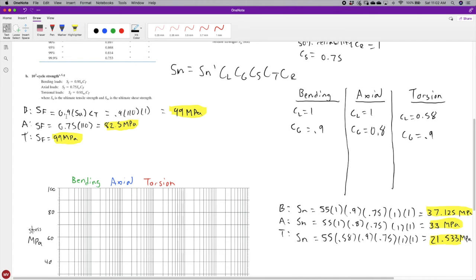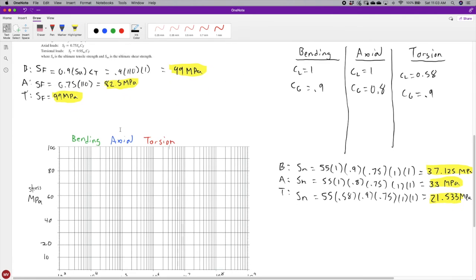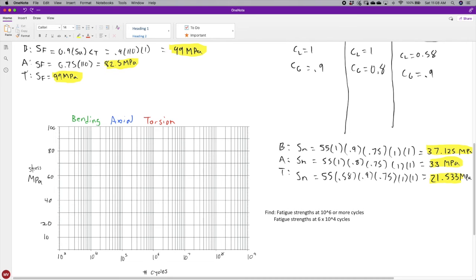In this case, our formula for calculating fatigue strength is 0.9 times our ultimate strength times our temperature factor, which we assumed to be 1. So for bending, 99 megapascals. For axial loading, 0.75 times our ultimate strength, 82.5. And our torsion, same formula as our bending, 99 megapascals. Now we can draw our SN curve. Once we have our values, we can now draw our SN curve.